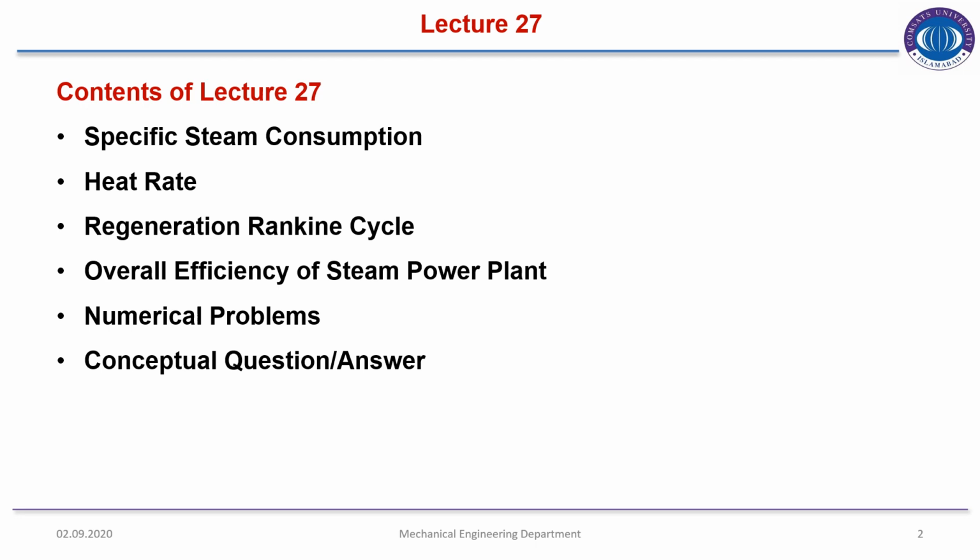We have already discussed the Rankine cycle. Initially we discussed the ideal Rankine cycle, and then the actual Rankine cycle. Then we differentiated what parameters differ in the ideal Rankine cycle as well as in the actual Rankine cycle. Now we will discuss how we can increase the efficiency of the Rankine cycle with the help of the regeneration process. Then we will calculate the relation for the overall efficiency of the steam power plant.